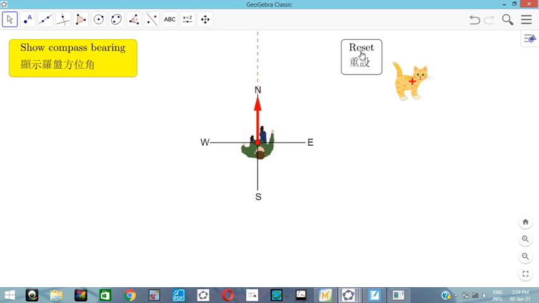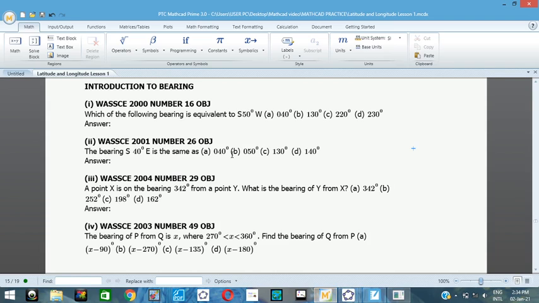So with this basic knowledge, you can answer these 4 basic questions I have here. They are WAEC questions and they are objective questions. They are simple questions, but I just want you to get the basic knowledge of bearing, and you see that they are simple. Look at the first one I have here, taken from year 2000, number 16. We say, which of the following bearings is equivalent to south 50 degrees west? South 50 degrees west. You can see the options here.